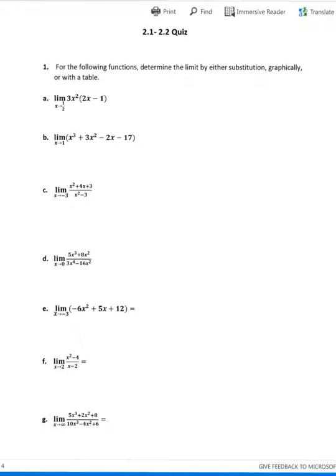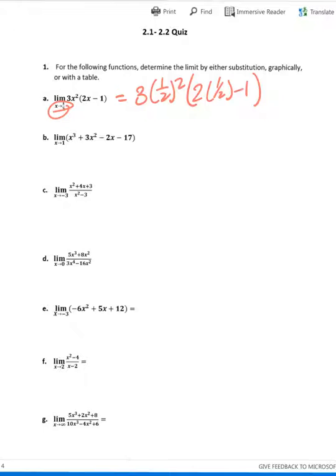So let's look at 1A. These are basic limit problems for us to go over. First thing you always do is the substitution part. You're going to substitute the 1/2. So that becomes 3 times 1/2 squared times 2 times 1/2 minus 1.